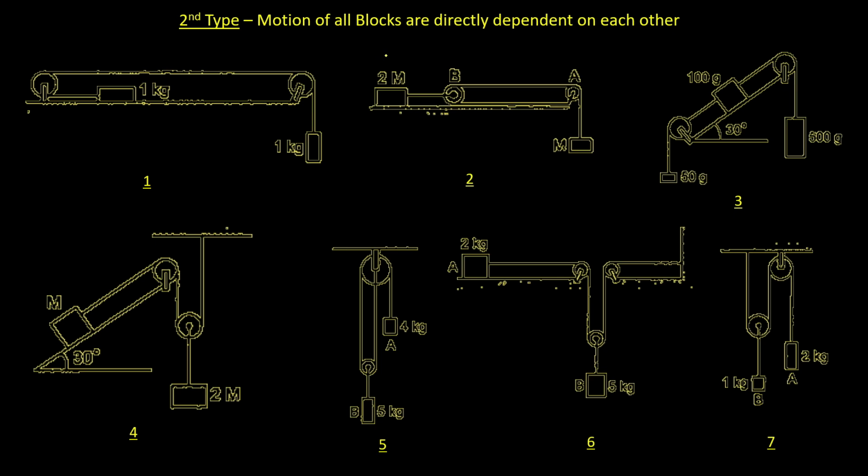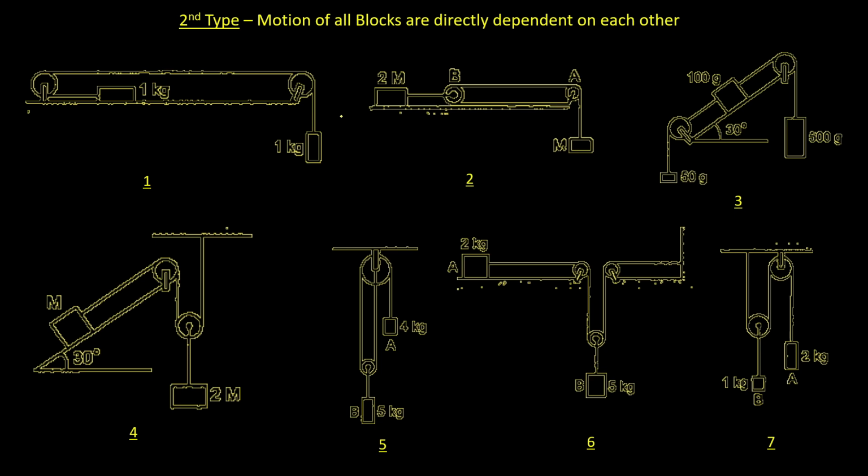So what does this basically mean? Well, in the previous question, as I have discussed, motion of all blocks are not directly dependent on each other, and I have also told you the meaning of that: when mass m1 was moving, then the acceleration of mass m2 and m3 was not completely dependent on the acceleration of mass m1. It was relatively dependent, that is indirectly dependent but not directly dependent.